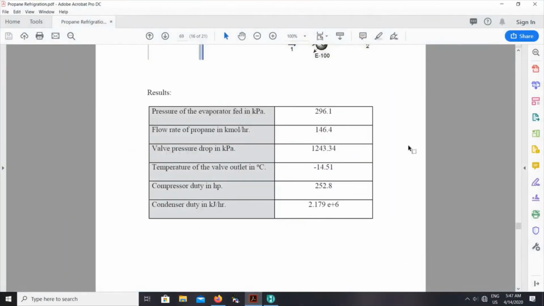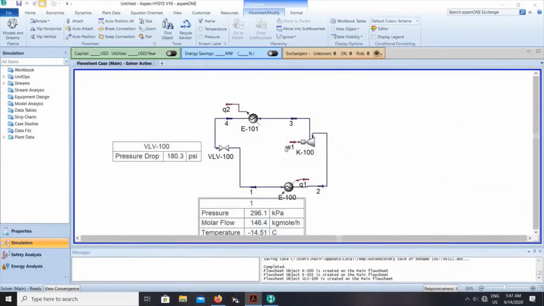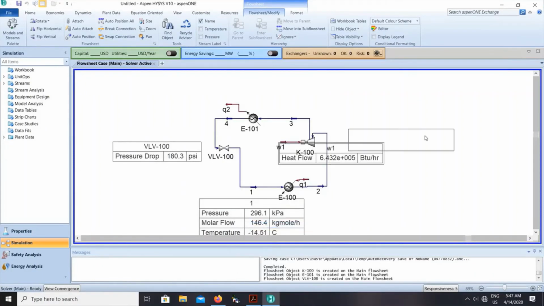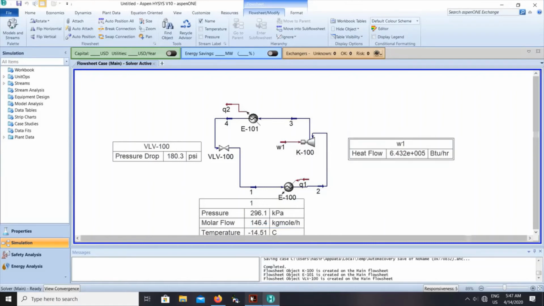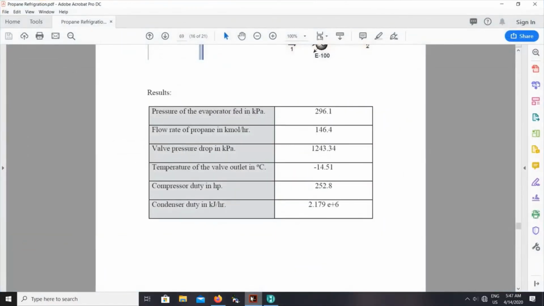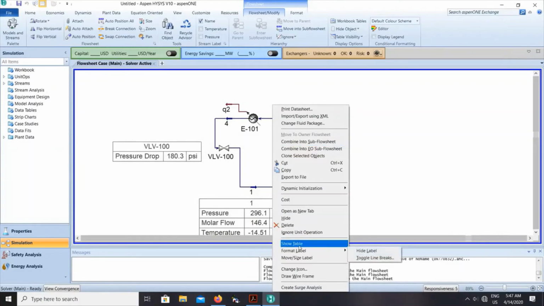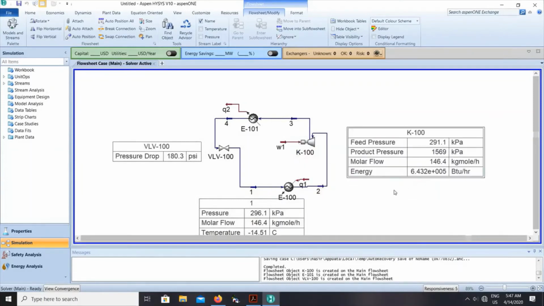What else do they require? They require the compressor duty in horsepower and the compressor duty in kilojoule per hour. This is related to a compressor, which is this one. You can put this information in: if you click here and show table, you will get the heat duty. Obviously they are looking for both kilojoule per hour and horsepower. So what you need to do is change the units first and then you can add this information.